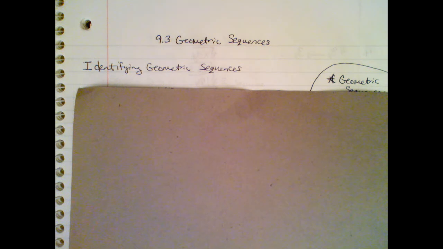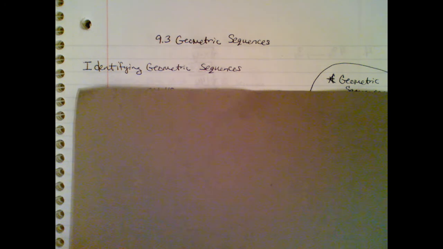Hello, we're going to take a look at section 9.3, which is geometric sequences. 9.2 was arithmetic sequences, which was when the pattern was adding or subtracting by the same number, and sequences just means the list of numbers is separated by commas. A geometric sequence is when your pattern is multiplying or dividing by the same number. And sequences, again, just means that the list of numbers is separated by commas.